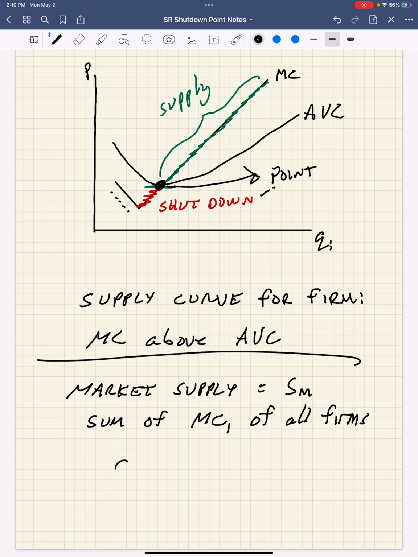So we can shorthand that. S sub M, market supply, is going to be representing the summation of the marginal costs of all the firms in the industry. And this will be important in the next segment, where that term N, the number of terms we're summing across, is the number of firms. And remember, in a competitive market, N is going to be some large number. There's a lot of firms producing the same product.